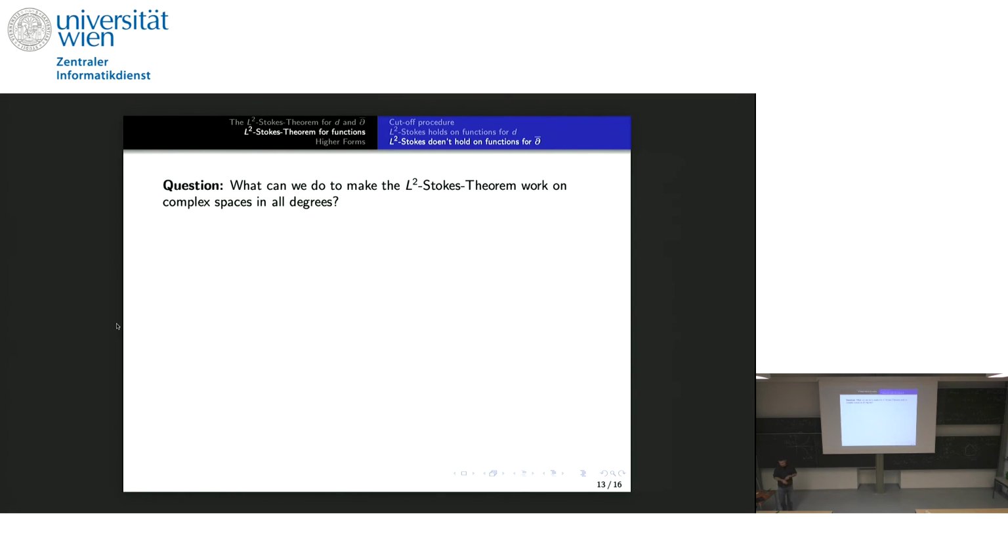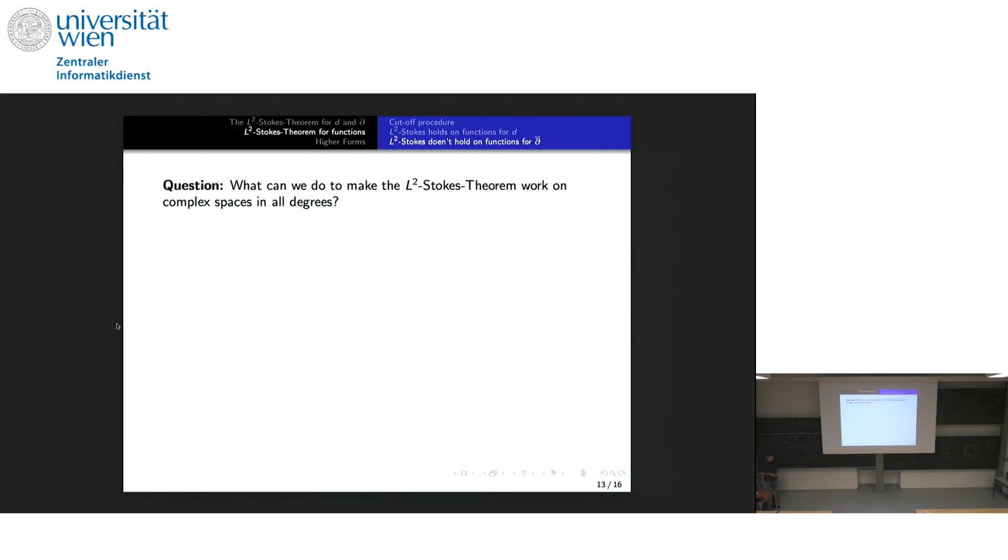So what can one do if we want the L2-Stokes theorem to hold? The reason behind all this is the question, what can one use instead of smooth forms on a singular space?